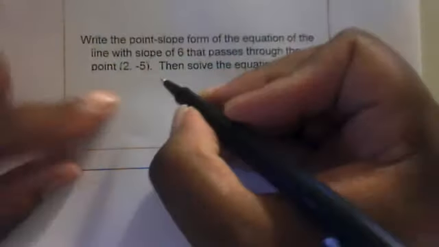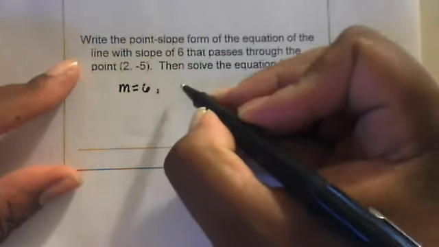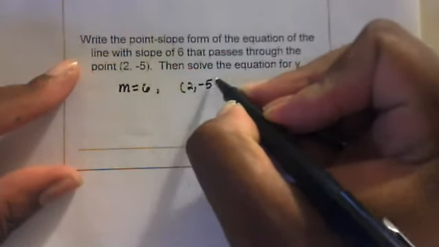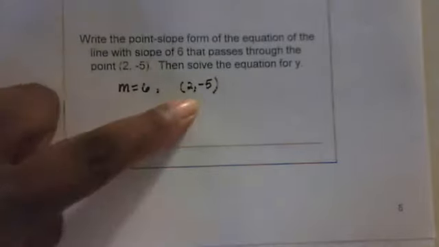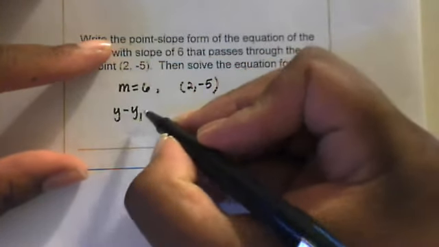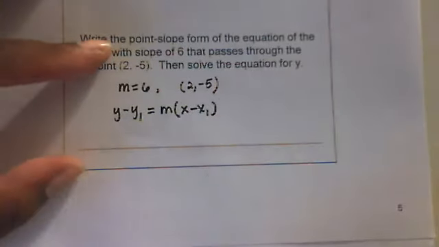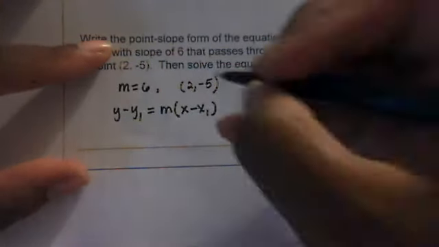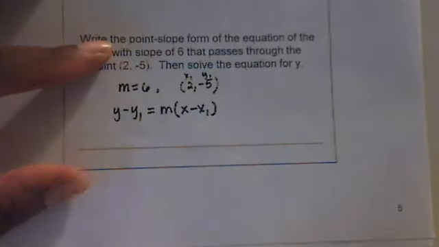Okay, so here's what we're going to do here. We know 2 things. Our slope is 6. So here I'll just say m is equal to 6. And we have the point 2, negative 5. That's given to us. Okay, so here we got a point and a slope, so we can go ahead and use the point-slope form, which is in this case y minus y1 is equal to m times the quantity x minus x1. So with 2, negative 5, x1 will be 2, y1 will be negative 5.